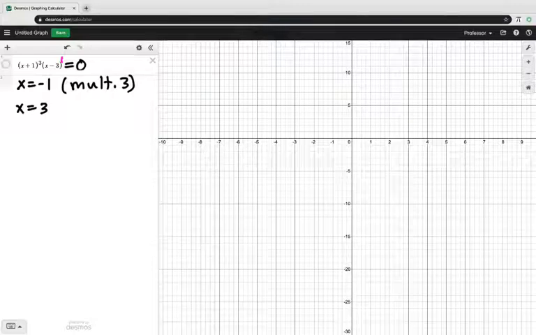So I'm going to come over here and give myself x-intercepts at -1 and at 3. And then I'm going to remind myself that at -1, this needs to behave like x cubed, like a cubic. And it might be like x cubed or like -x cubed. It's just going to flatten out there like x cubed does at the origin. All right, so that's our first one.